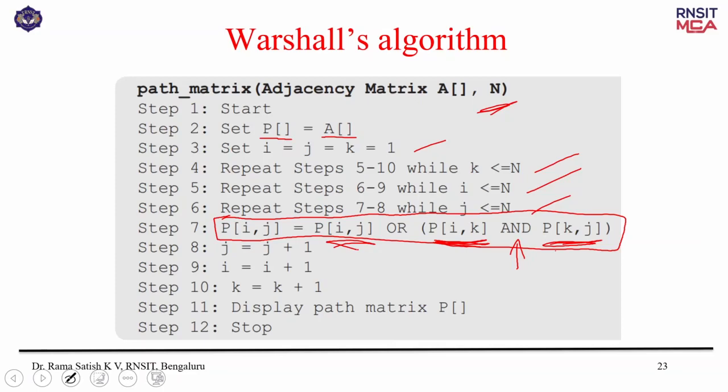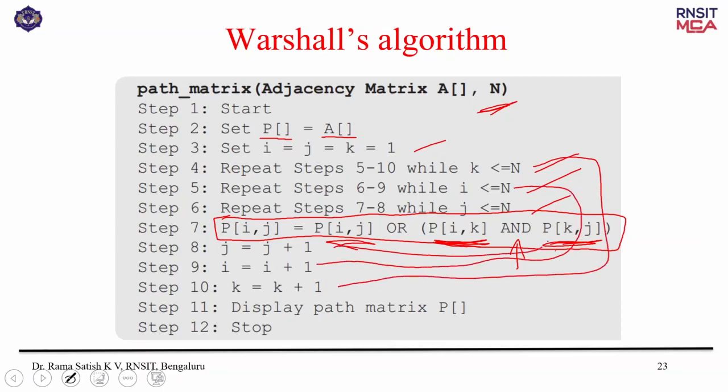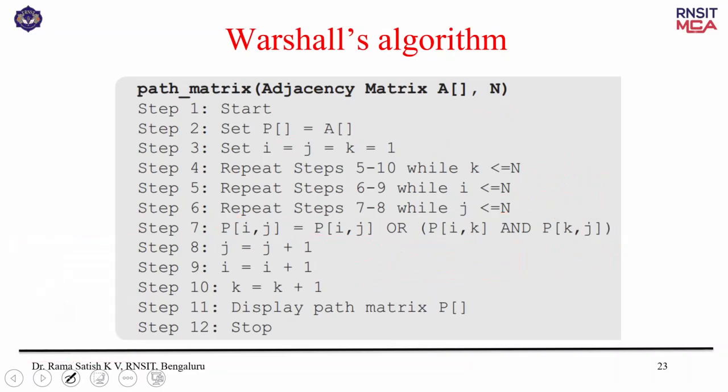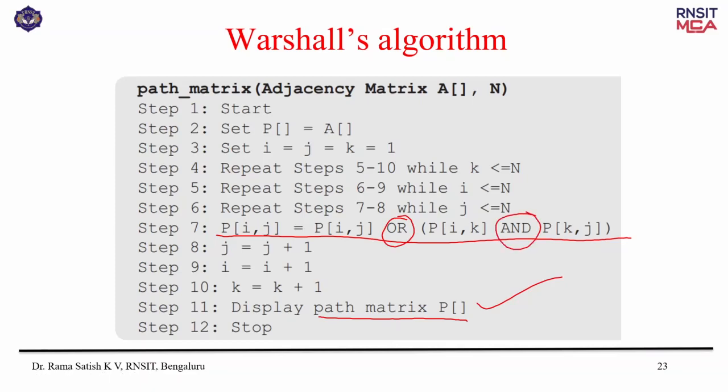So if you repeat it in the loop, all 3 loops, you can see k is incremented, i is incremented, and j is also incremented. So if you repeat all these n times, 3 loops, and if you complete this entire execution, finally the path matrix is ready and you can display the path matrix. Manually we have done, but while doing you have to use OR operation and AND operation.